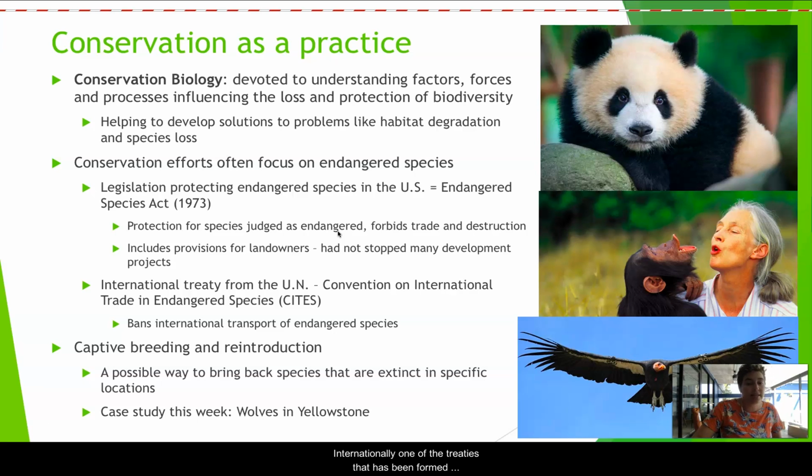Internationally, one of the treaties that has been formed by the UN to help deal with endangered species issues is the Convention on International Trade in Endangered Species, also called CITES. And this is the one that actually bans the international transport of endangered species and their body parts. So, for instance, the banning of the ivory trade, which happened internationally in the 90s. It's only really been adopted in individual countries like the United States in 2016 and in China in 2017. But international trade of ivory has been banned since the 90s.